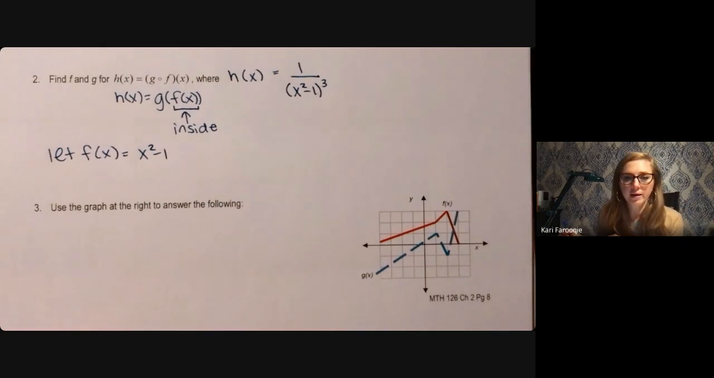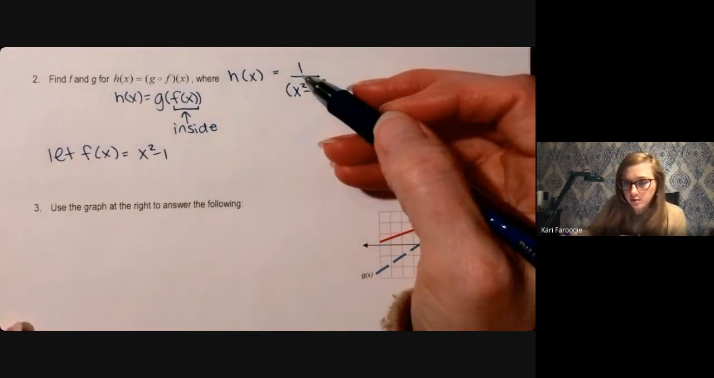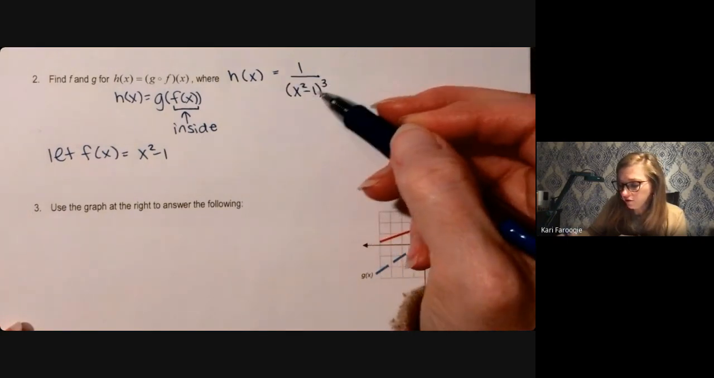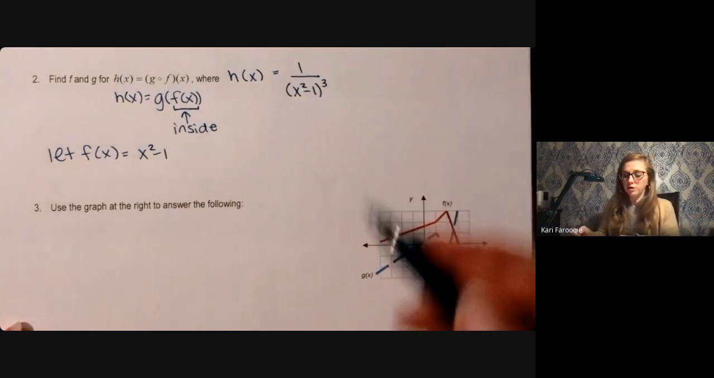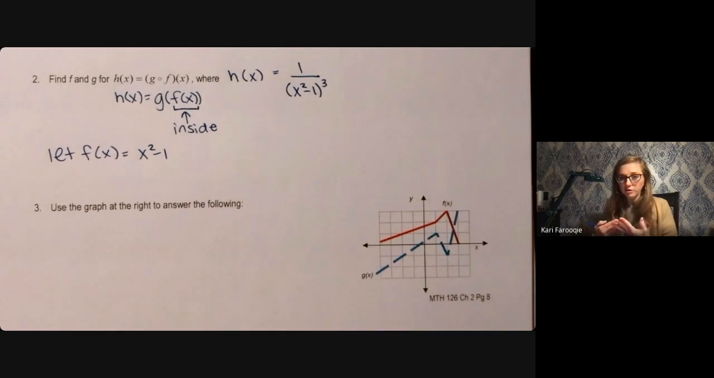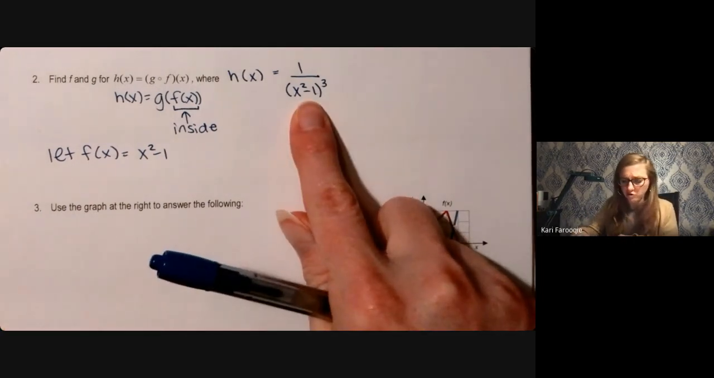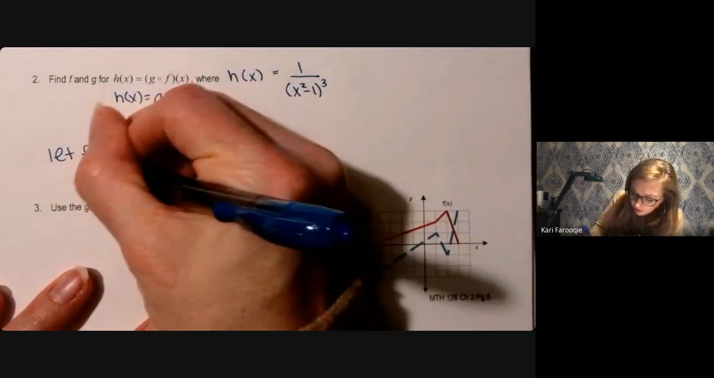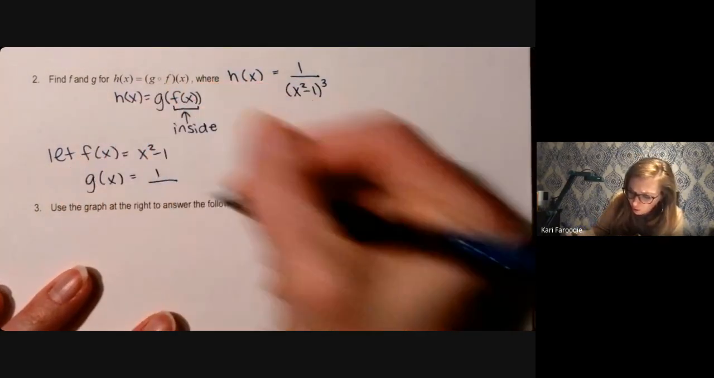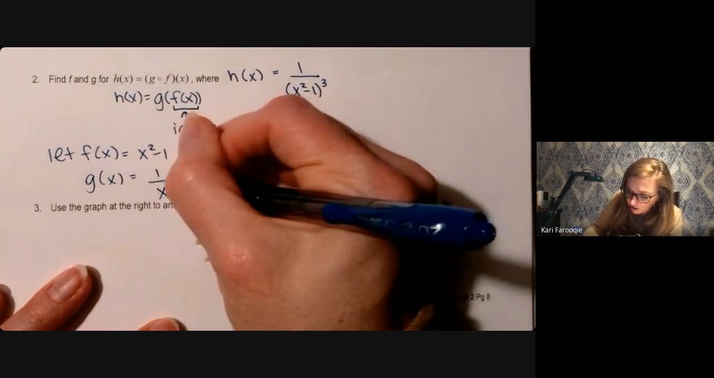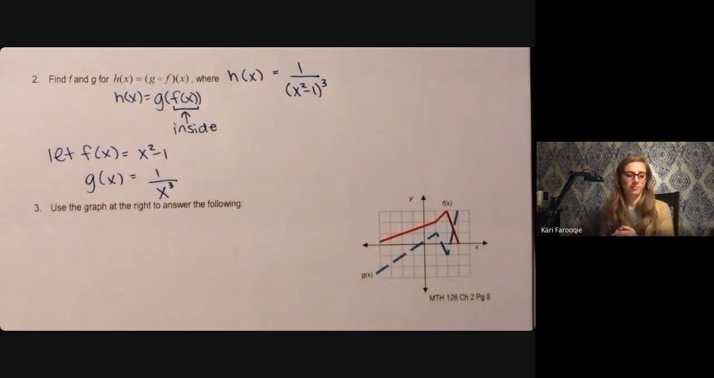So I'm going to let my inside function f of x be x squared minus 1. Now my outside function is basically what is being done to the inside function. So we're taking 1 and dividing it by the inside function cubed. If I want the outside function to treat the inside as though it was just x, what's really happening here is g is just 1 over my inside function cubed. And that's it.